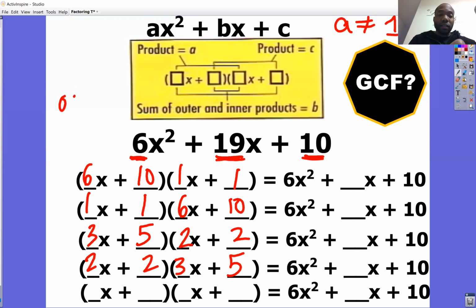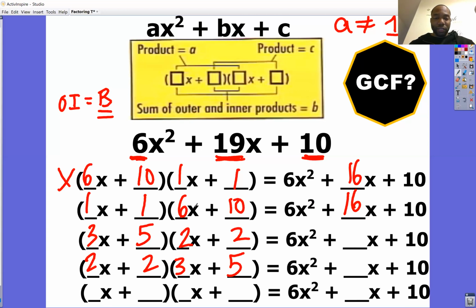The OI gives us our B term in the middle. We used to do all of that to see what's the outer and inner. The outer and inner would be 6x plus 10x. That would give us 16x. So we knew that this didn't work. Then we'll do the outer and inner again. 1 times 10 is 10. 1 times 6 is 6. That gives us 16x. That didn't work either.